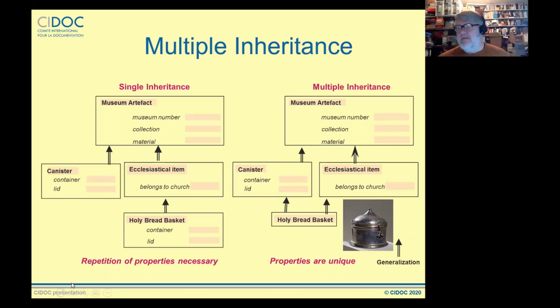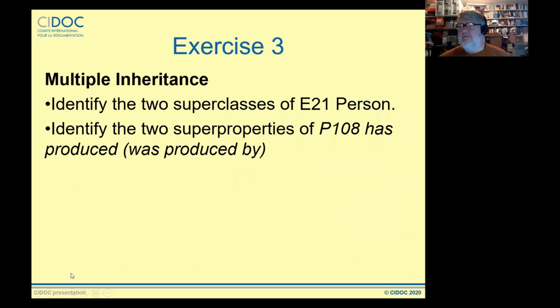So with that in mind, I'm going to set you the task of finding the superclasses for a class and a property. So we can do this with both classes and properties, this multiple inheritance lark. So I've set you the job of finding the 2 superclasses for E21 person and the 2 super properties for P108 was produced by. So I'll give you a couple of minutes to have a look at that.